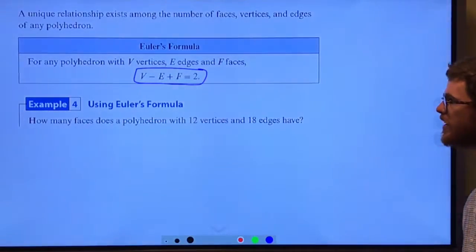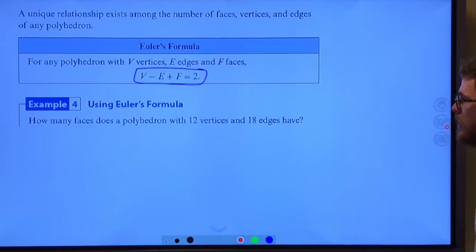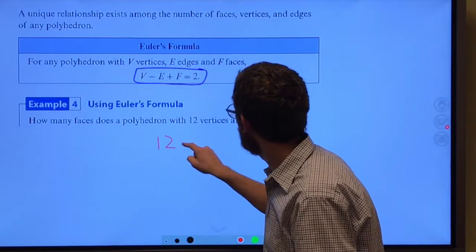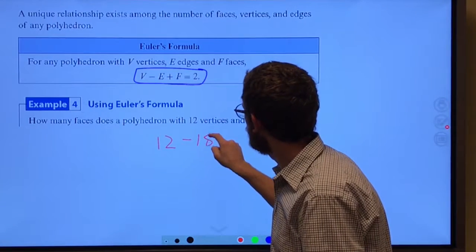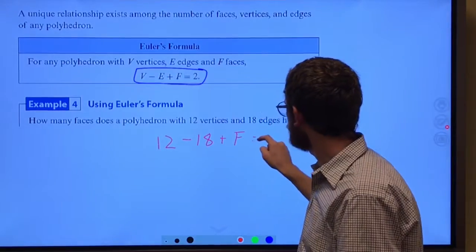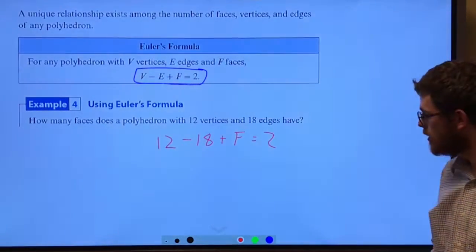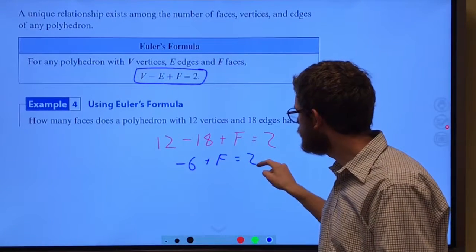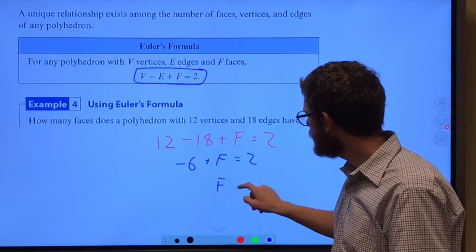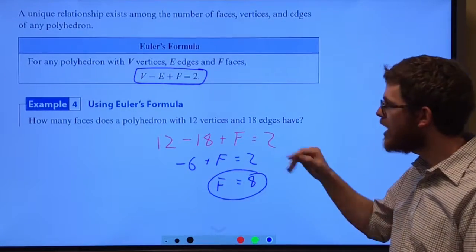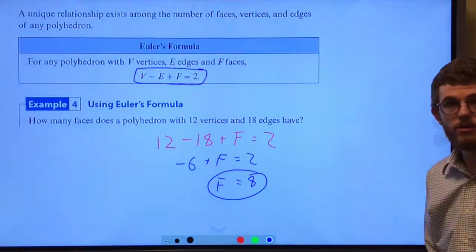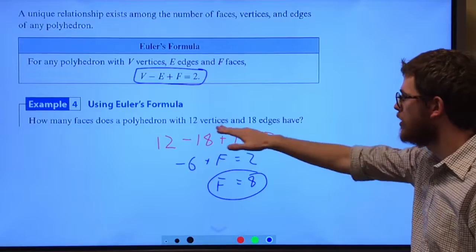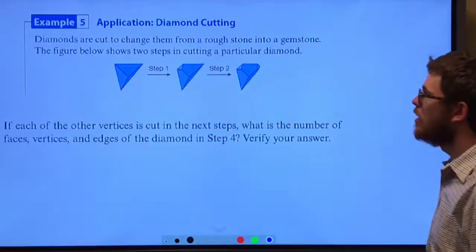This example says, how many faces does a polyhedron with 12 vertices and 18 edges actually have? Well, we know there's 12 vertices minus 18 edges plus some amount of faces always gives us 2. 12 minus 18 is a negative 6 plus F gives us 2, and so F must be 8. There must be 8 faces to this polyhedron. That is the only number of faces that could possibly create a polyhedron with 12 vertices and 18 edges.